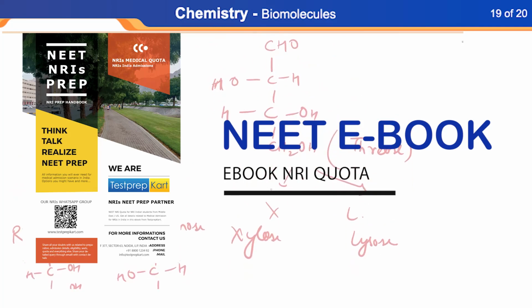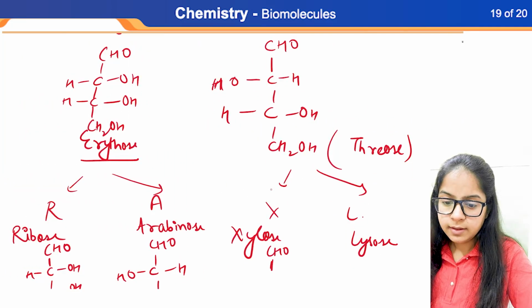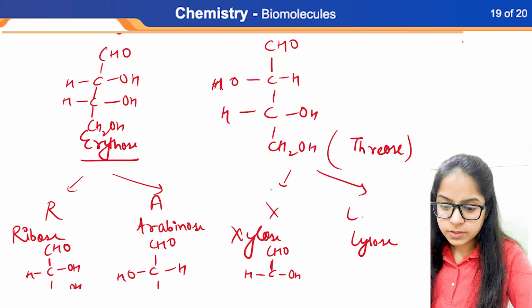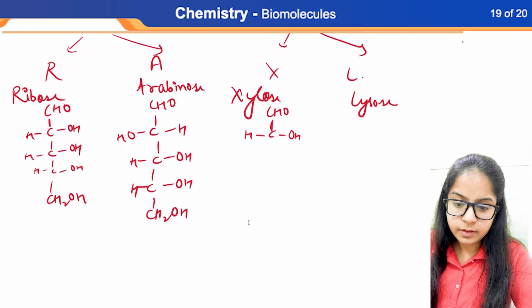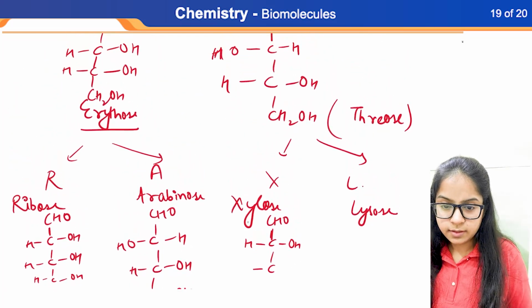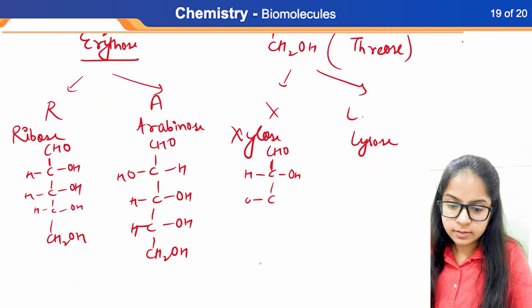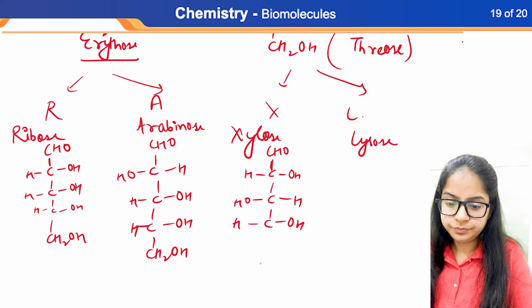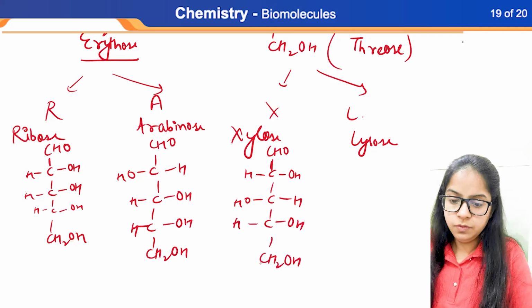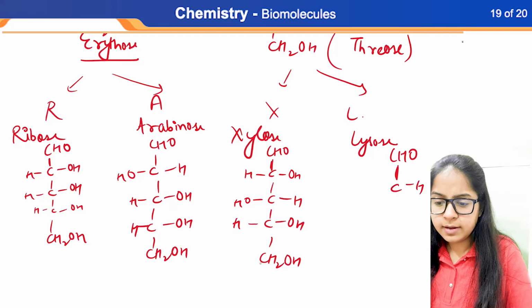Now the next one is xylose. CHO on the left side, H on the left side, OH on the right side. H here, OH on the left side, same as it is. H, OH, CH2OH. Here for lyxose, the H will be on the right side.